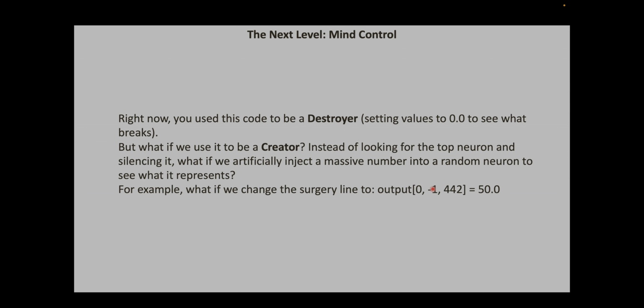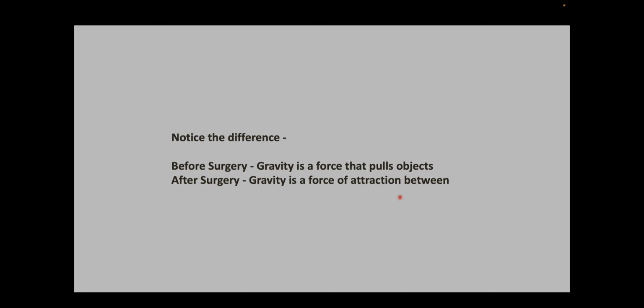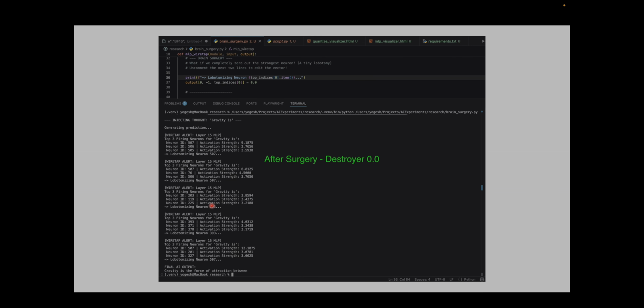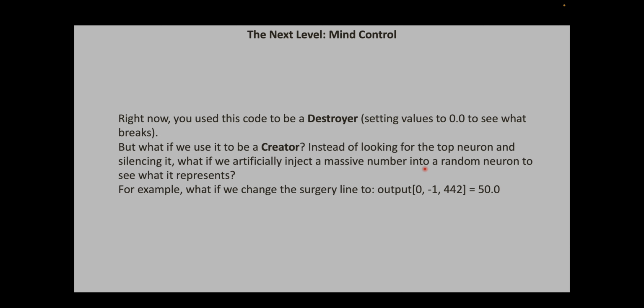Right now, you use this code to be a destroyer, setting the value to 0.0 to see what breaks. But what if you use it to be a creator? Instead of looking at the top neurons and silencing them, what if we artificially inject a massive number into a random neuron? For example, for neuron 442, I say the loudness should be 50. This will be the loudest neuron of the entire neural network. Like that neuron 576 we're talking about, right?